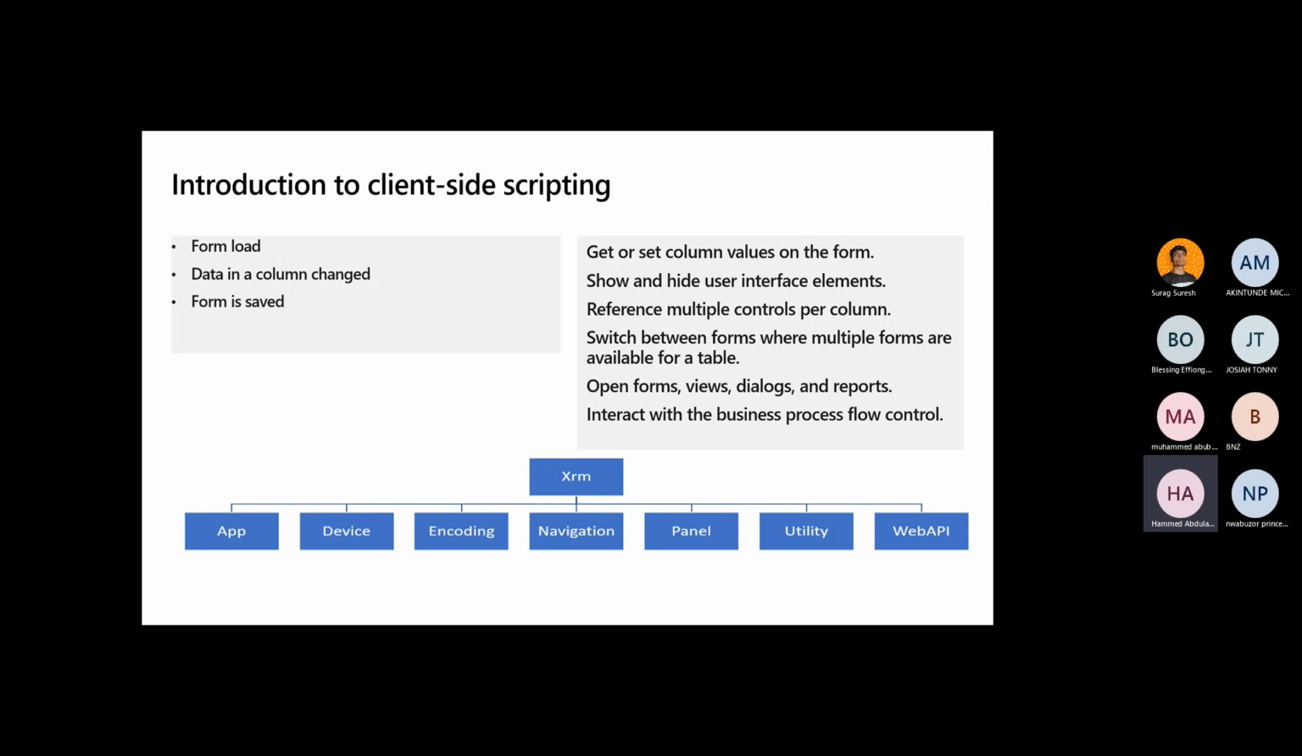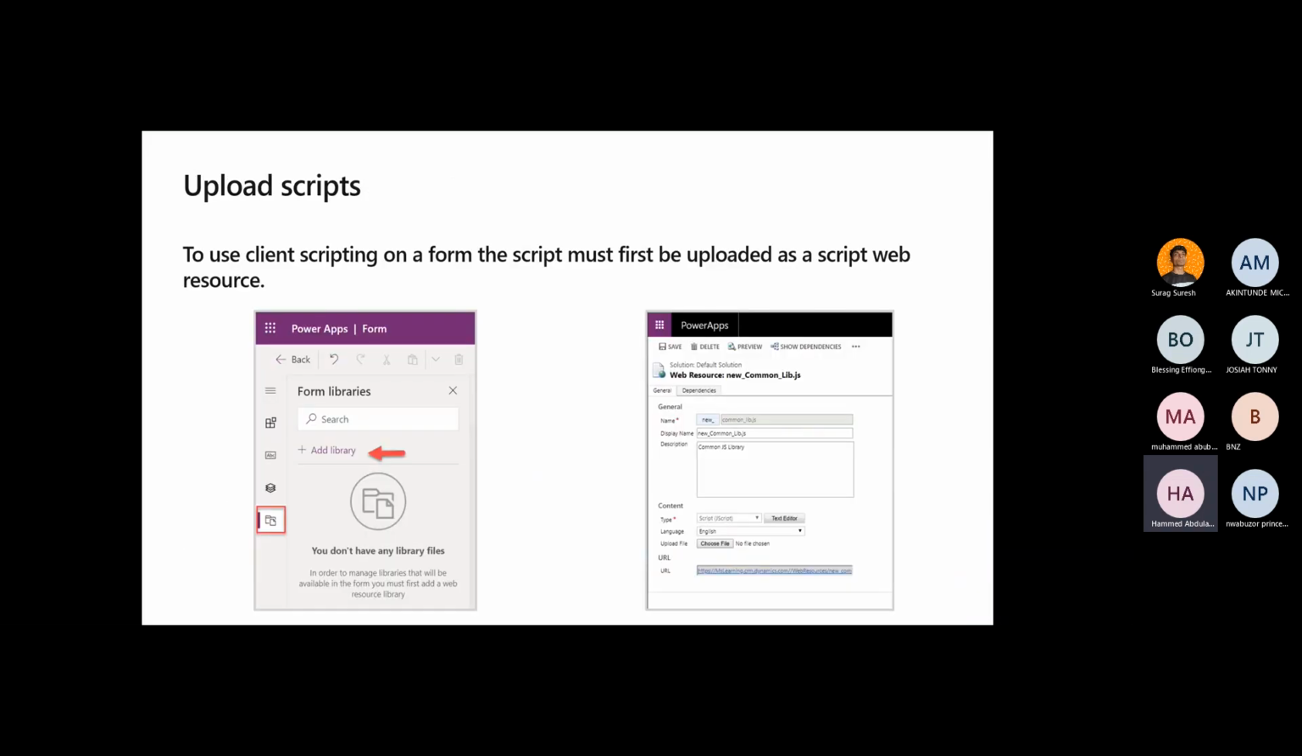Most of the time, client scripting runs on a model-driven form in response to a form event, in terms of form load, form column changed, or form saved itself, right? So as soon as you open the form, the JavaScript can start working as expected, depending on how you define it, or when you save the form, or when there's a change or update on a field, right?